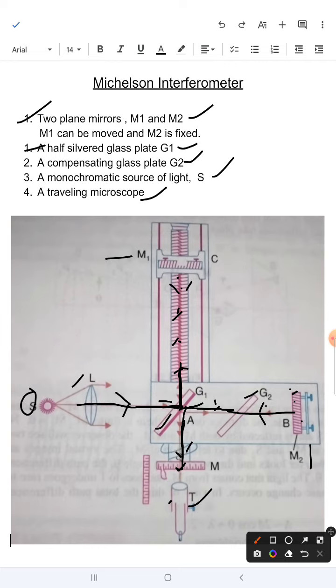So we need this glass plate G2. We arrange this glass plate G2 in between G1 and M1 to compensate the path difference between two lights.